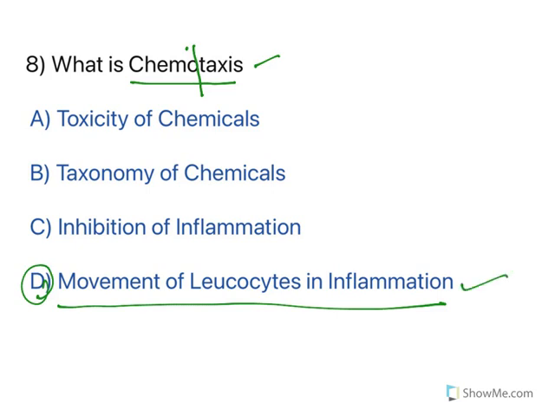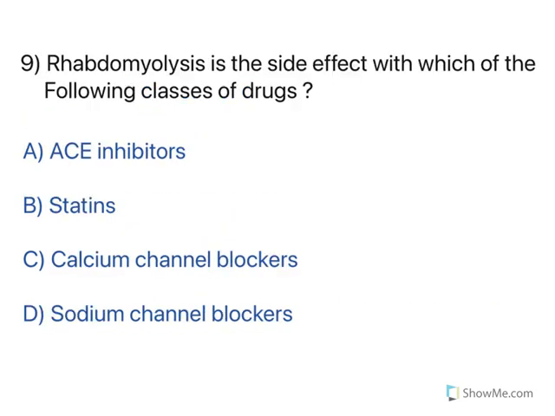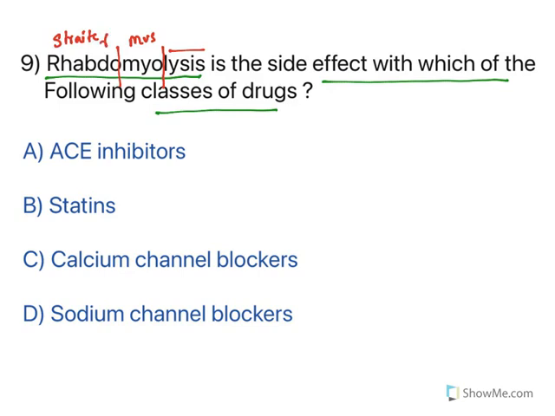So, the answer is this one. Moving to the next one. Rhabdomyolysis is the side effect with which of the following classes of drugs? Now, understand this. Myo means muscle. Lysis means breakdown. Rhabdo means striated muscles. So, in this particular condition, striated muscle breakdown occurs, and this is caused by which kind of drugs?